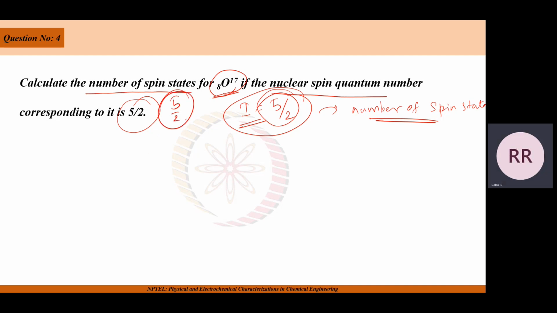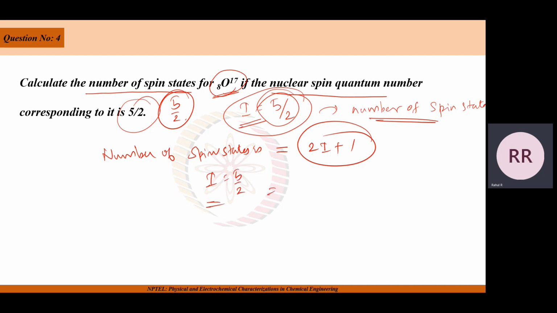So to proceed with this answer, you need to know the formula, and the formula to calculate the number of spin states is equal to 2I plus 1. So this is the formula you need to use for this kind of problem. And here, given that I is equal to 5 by 2, the number of spin states is equal to 2 into 5 by 2 plus 1. Cancelling 2 and 2, you get 5 plus 1 is equal to 6.